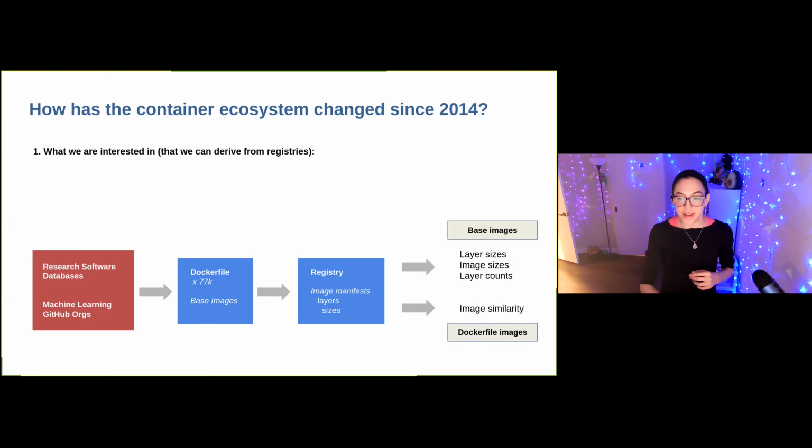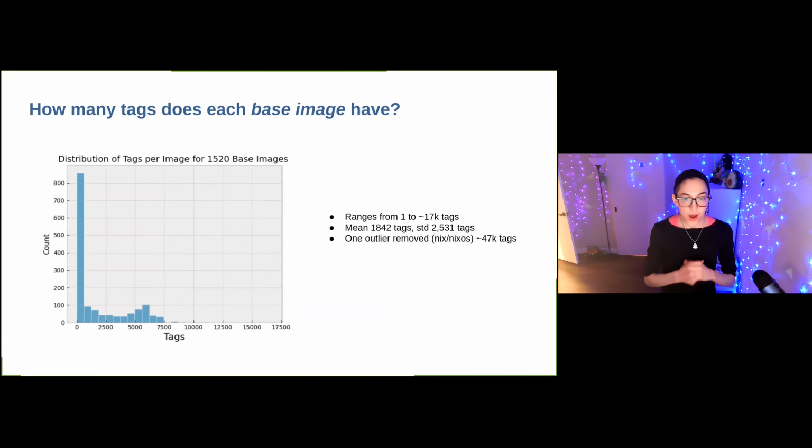And from that, we basically have two things. From our base images, we're going to be able to ask and answer questions about layer and image sizes and counts. And then also from that data, but also from the Dockerfile images, we're going to be calculating similarity in various ways, because we really want to understand, is the redundancy being used here? How similar are our images? Okay, so let's start with a really easy question.